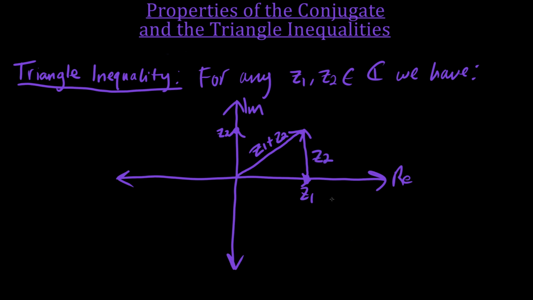Now, what the triangle inequality is saying is that the length of this vector z1 plus z2 here, which is the hypotenuse of this triangle in this case, must be less than or equal to the length of the z1 vector plus the length of the z2 vector. So this is what the triangle inequality is getting at here.